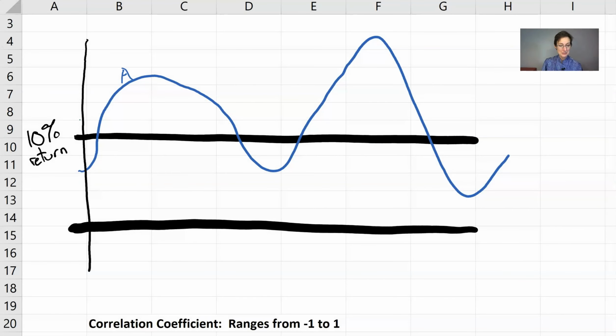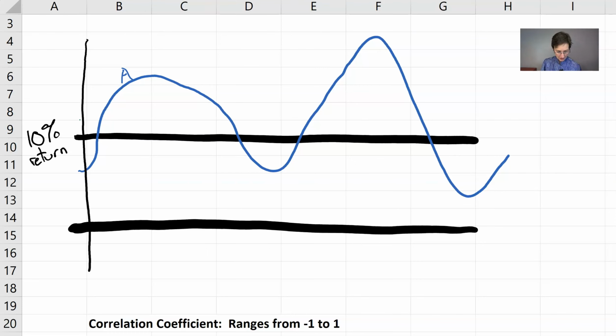If you look at the bottom of your screen, you'll see that the correlation coefficient has a range from -1 to 1. So if we want zero risk, one way to get it is to find a stock that has a -1 correlation coefficient with stock A. What would that look like to give us that zero risk? Okay, I'm going to draw it for you. It would look like this.